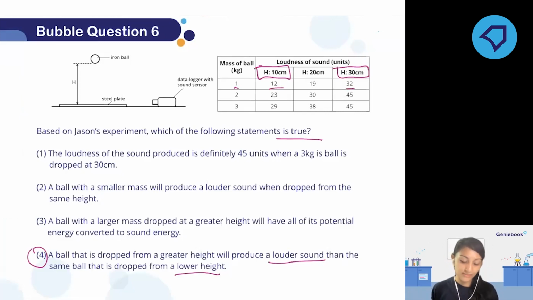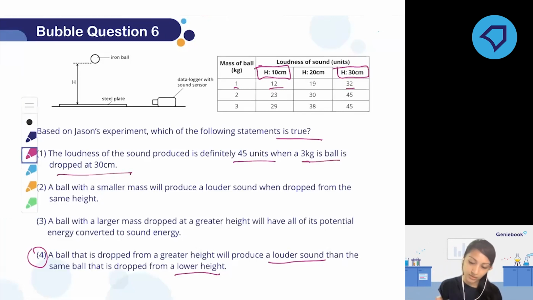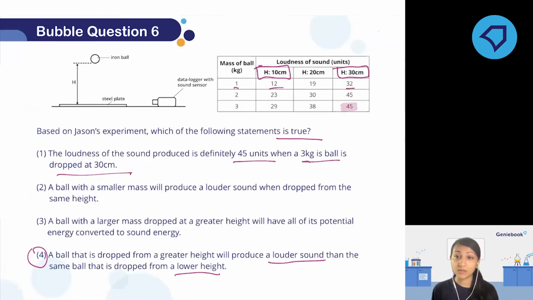The rest of the options, let's just do the elimination method. The loudness of the sound produced is definitely 45 units when a 3 kg ball is dropped at 30 cm. So this one is referring to here. Do you think that's correct? It's not, because like I mentioned previously, there is a limitation to the use of the sound sensor. By right, if you look at the trend, this one should have been higher. But because the sound sensor can only measure up to 45, it cannot give the exact value. So this is wrong. Smaller mass produces louder sound.